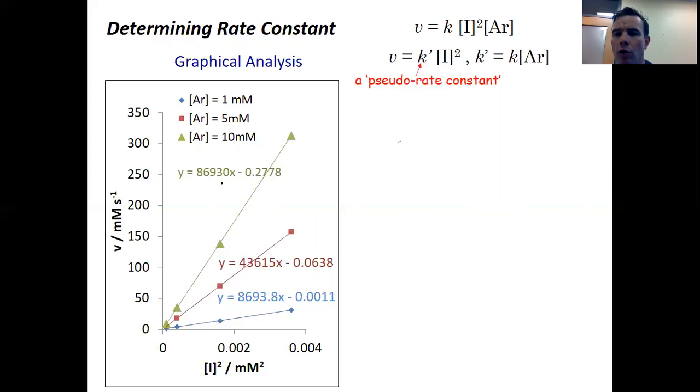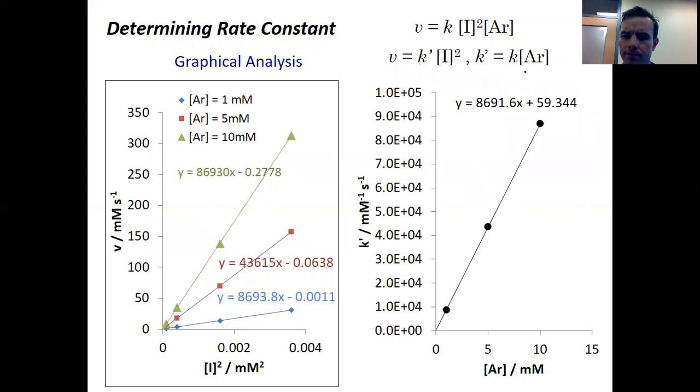Once I have these slopes, the pseudo rate constant, I can look at the secondary equation. And now I'm going to plot K prime, the pseudo rate constant, versus argon. And indeed, you get a straight line which goes through 0. I can look at the slope of this. And if I analyze everything correctly, what you will find at the end of the day is that the rate constant is 8.7 times 10 to the 3 per millimolar square per second. Units are important in rate constants.